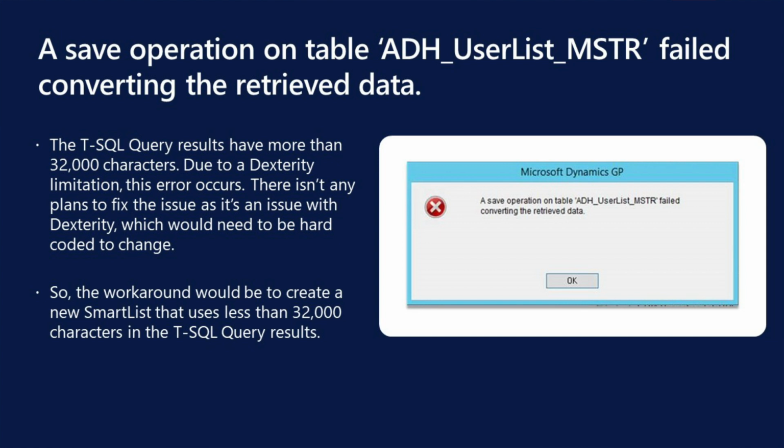Moving on to another common error, the ADH user list master error. This one occurs due to a Dexterity limitation where only 32,000 characters are allowed. If you execute the SmartList script being used when you create that SmartList and it has over 32,000 characters, then you'll see this error whenever you attempt to run that SmartList. The only workaround that we have for this is to use a SmartList script that has fewer than 32,000 characters, as Dexterity is hard-coded for that value.